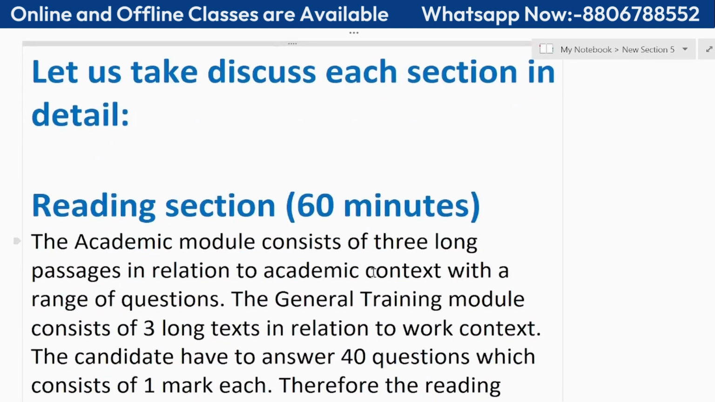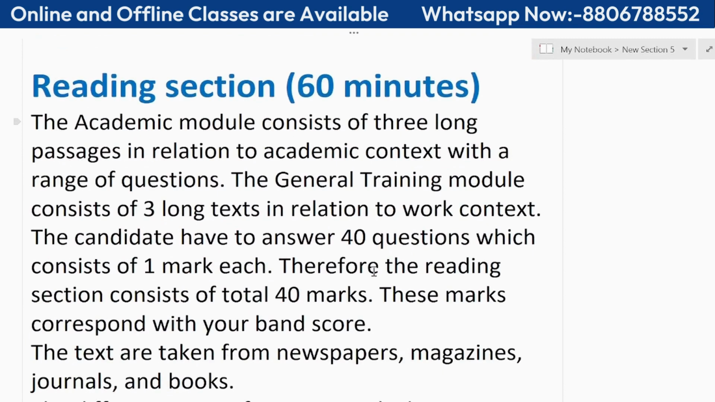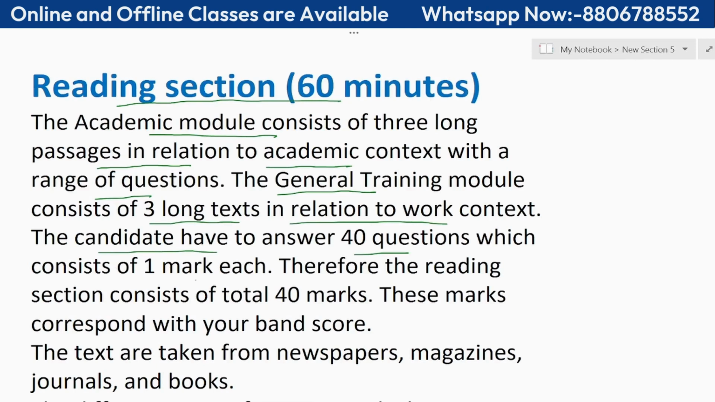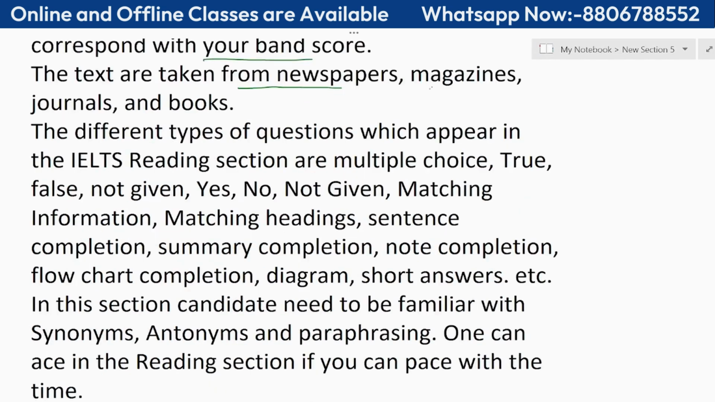Now let us discuss each section in detail. Firstly, let us take up the reading section. The academic module consists of 3 long passages in relation to the academic context with a range of questions. The general training module consists of 3 long texts in relation to work context. The candidate has to answer 40 questions which carry 1 mark each. Therefore, the reading section consists of a total of 40 marks. These marks correspond with your band score. The texts are taken from newspapers, magazines, journals, and books.